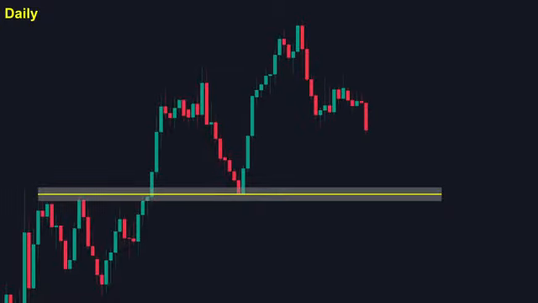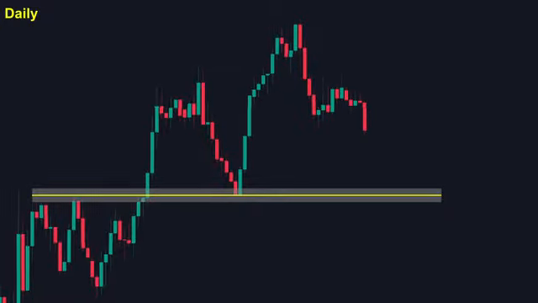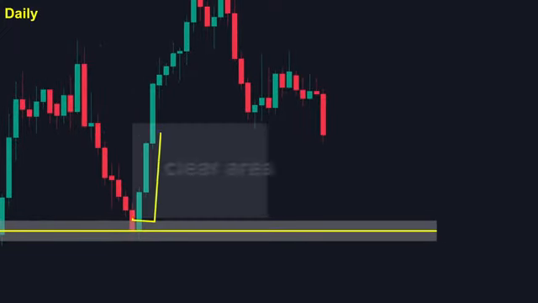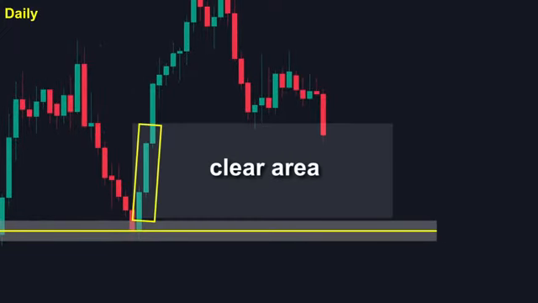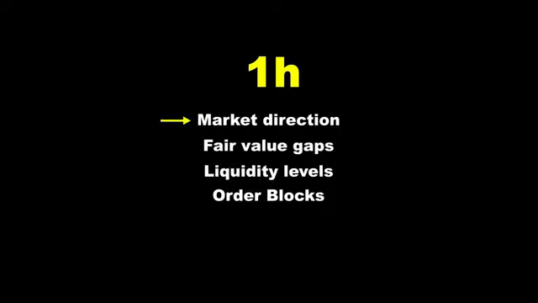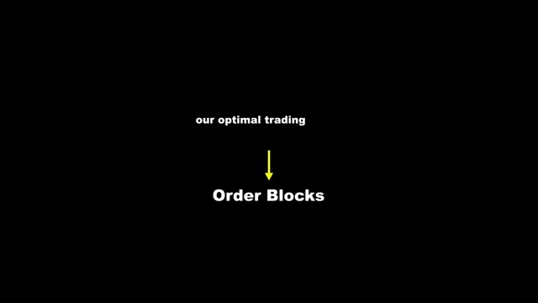Here's the key insight that transforms your trading results. Consistently focus your entries in those clear areas on major time frames where institutional manipulation is minimal and price movement flows naturally. Step 2. Now that we have our higher time frame foundation locked in, it's time to zoom into the 1-hour chart to determine market direction, identify fair value gaps, locate liquidity areas, and most importantly, pinpoint those order blocks, our optimal trading zones that provide the highest quality setups.